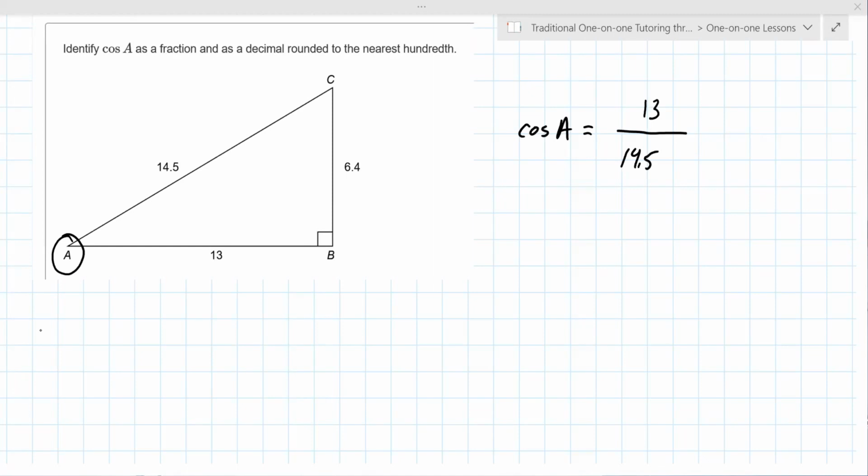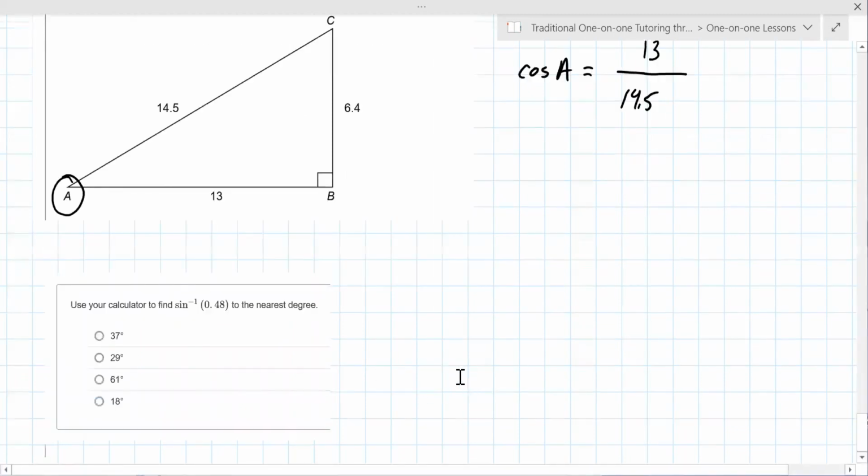What is the sine inverse of 0.48? Sine inverse. Make sure you use that correct one there. 28.68. So which answer would you select? 29. Good. Not too difficult when you know how to do this.